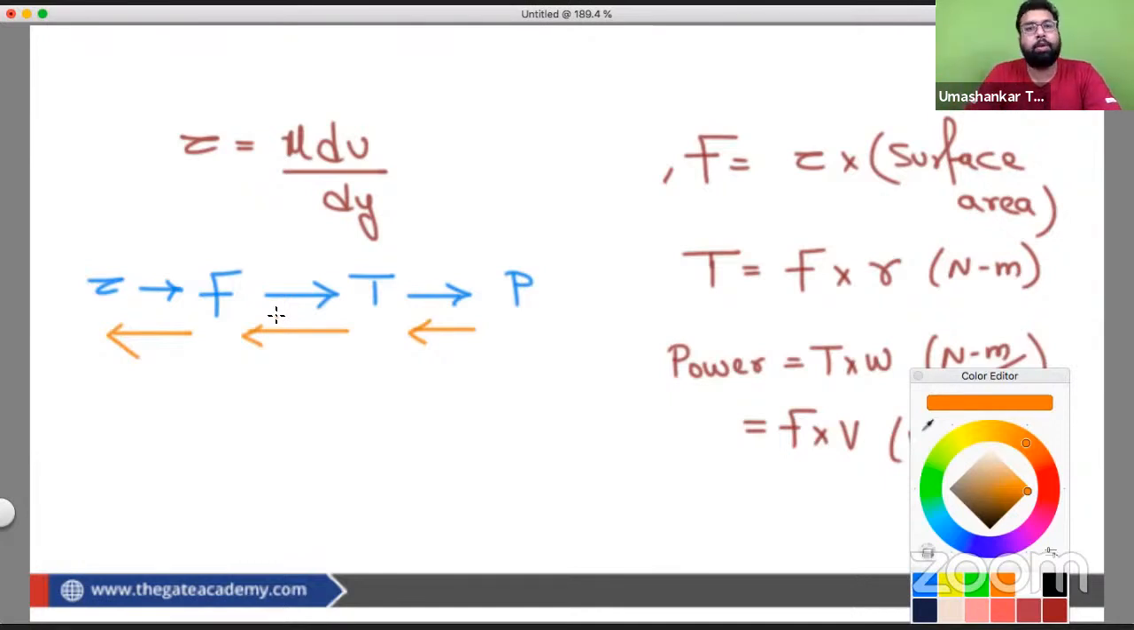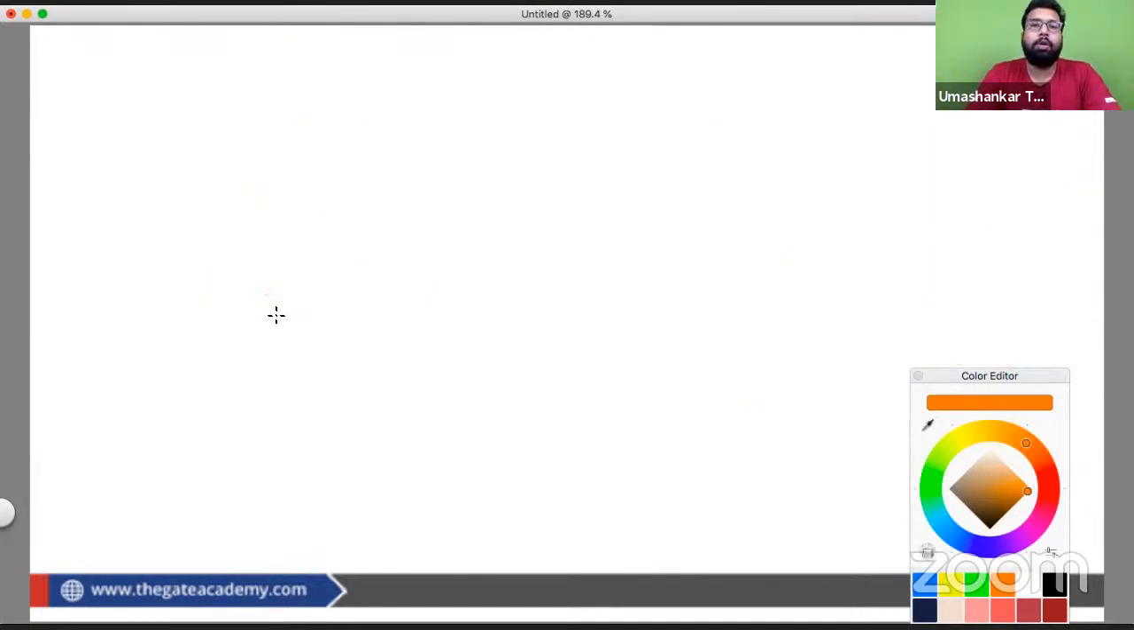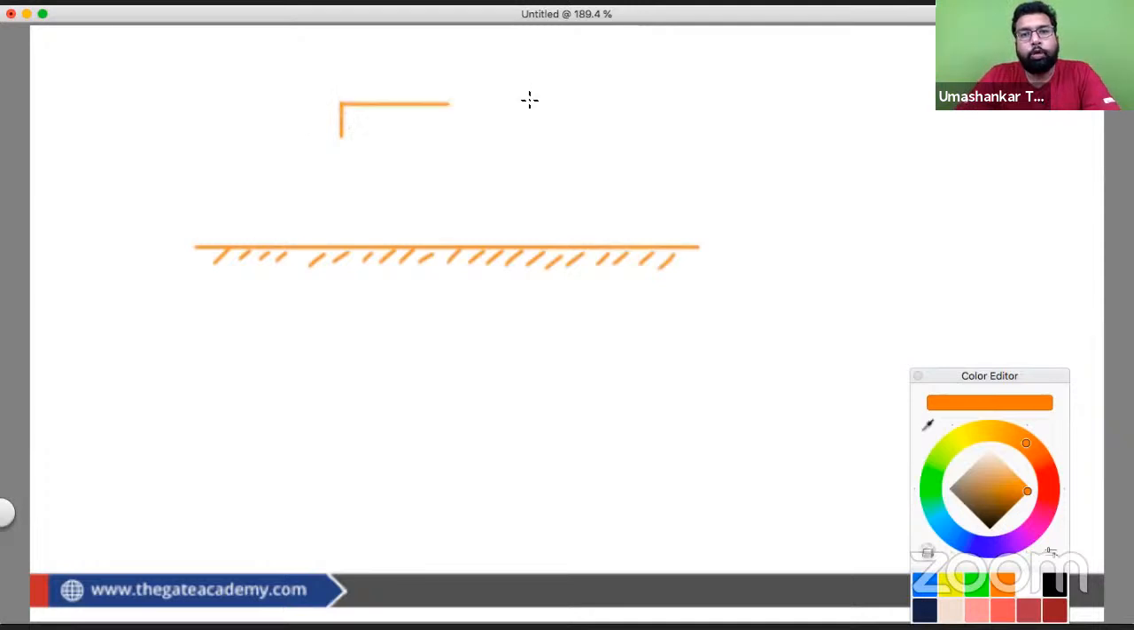Now to solve the question, it is of utmost importance that we identify this. What to identify? To find the shear stress, what shall be happening here? We must see that, okay, this is the surface.